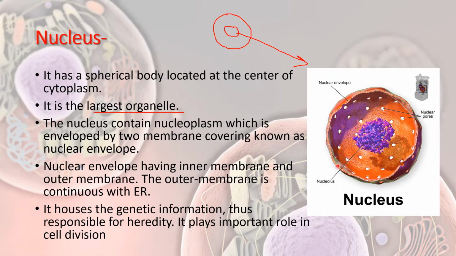As I just told you, the nucleus is a double membrane structure. The inner membrane, this one which is facing towards the nucleoplasm, is the inner membrane, and the outer membrane faces toward the cytoplasm. This is the cytoplasm and this is the nucleoplasm, and this complete structure is the nucleus. The outer membrane of the nucleus, known as the outer envelope, is continuous with the endoplasmic reticulum that we will discuss later.